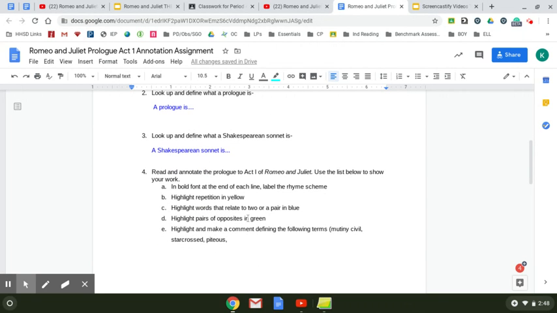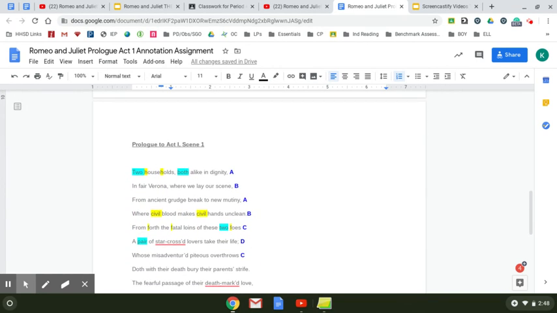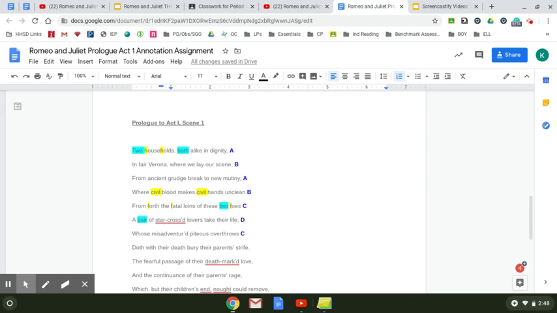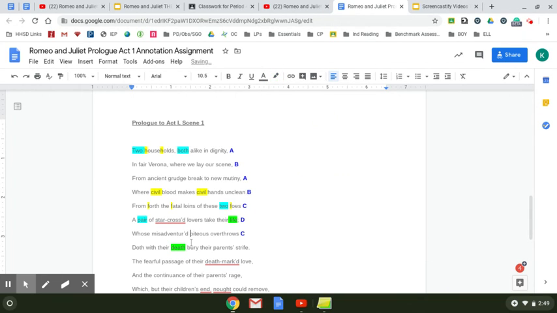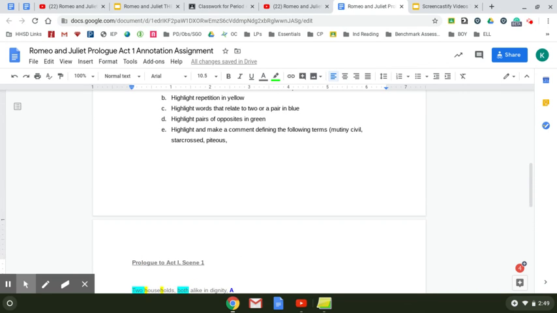Highlight pairs of opposites in green. Here, I'm going to look for things that are opposite and highlight them in green. I'm noticing that it talks about life, and a few lines later, it talks about death. Those are two opposites. This part, I'm not going to do so many examples for you. I want you to see if you can find more opposites.